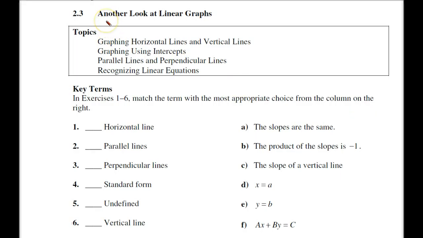Now, as we continue on to section 3, it's another look at linear graphs. We'll be talking about graphing horizontal lines and vertical lines, graphing using the technique of intercepts, that would be the x and y intercept, and then parallel lines and perpendicular lines, and then recognizing whether something is in fact a linear equation as opposed to not a linear equation.